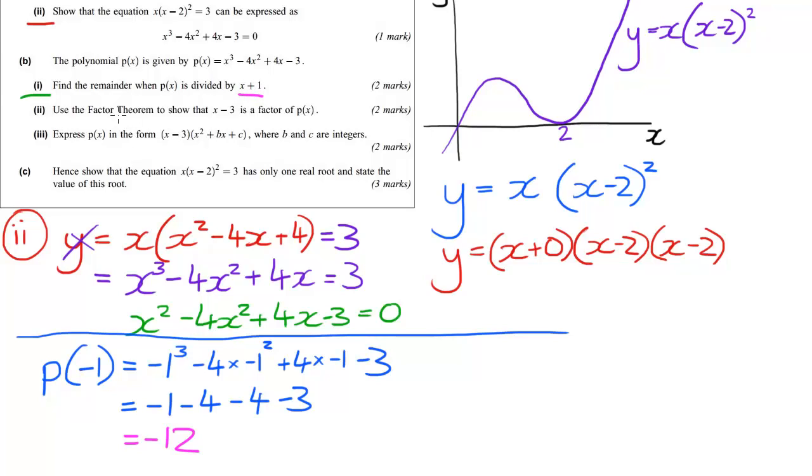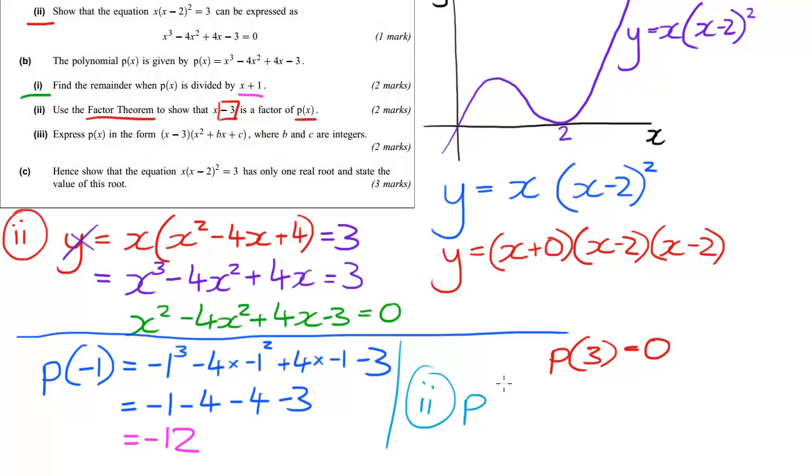So that is the remainder when p of x is divided by x plus 1. And then we need to use a variation of what I've just said, which is the factor theorem. Show that x minus 3 is a factor. So the way that we do that is take this minus 3 and do almost the exact opposite of what we did before. So let's take plus 3, put it in p of x, and if x minus 3 is a factor, then p of 3 will be 0. So we're trying to prove that p of 3 is equal to 0. Let's do that then. So part 2 here, we are trying to prove that.